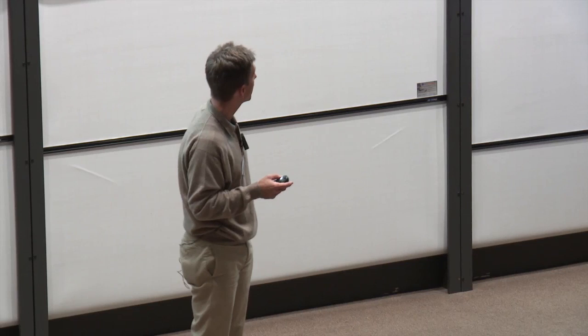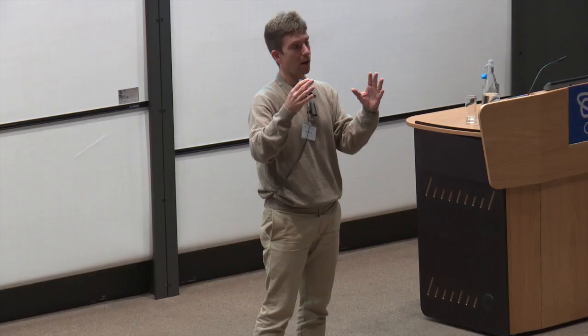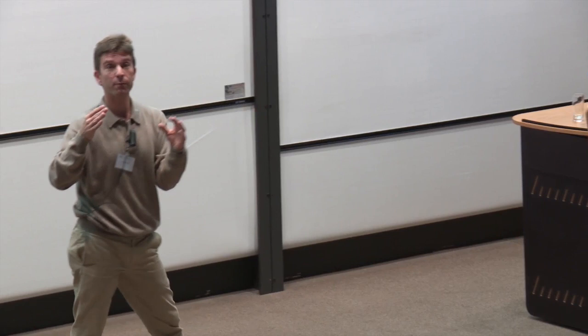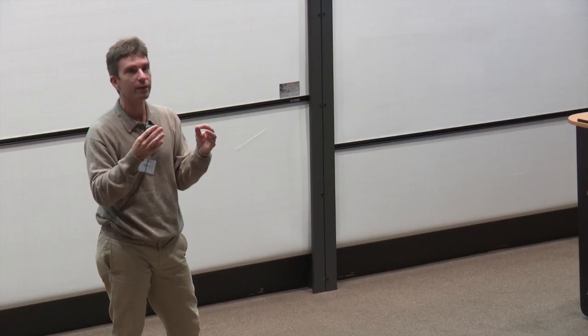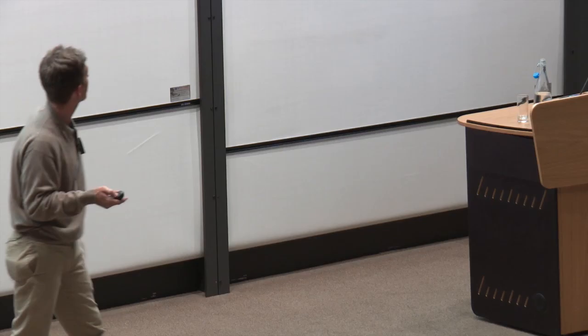So in this setting, what's known is that if it's initially mean convex, then Evans, Spruck, Chen, Giga, and Goto proved existence for this level set flow equation in the mean convex case. They showed the solution was Lipschitz. And Brian White showed that as it moves in, it essentially foliates the domain inside, a singular foliation. So you take this initial mean convex domain, the flow starts moving in, and it remains mean convex. These level sets may have some critical points where topology changes, things split apart, or things come together, you would imagine, although that does not happen. And as it does, it's monotonically sweeping out the domain bounded by the initial hypersurface.